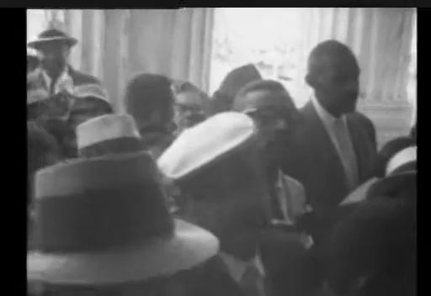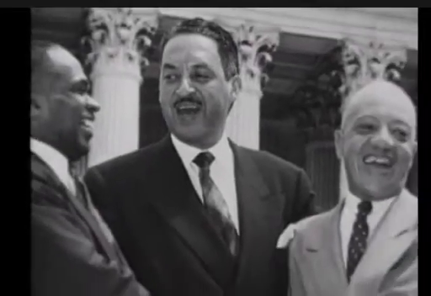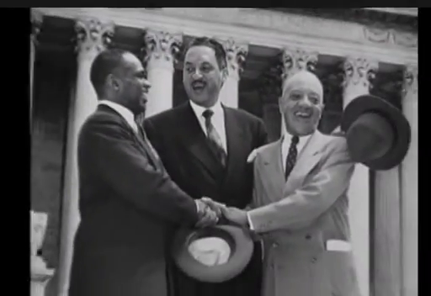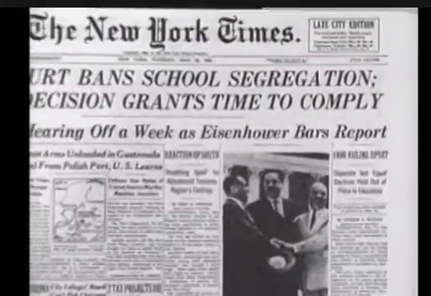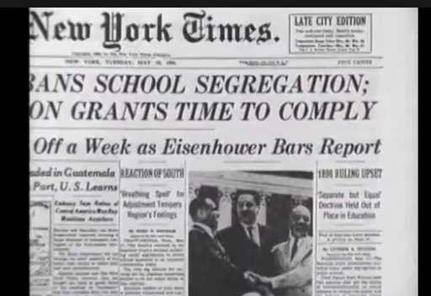On May 17, 1954, Thurgood Marshall and his legal team scored an historic victory in the struggle for civil rights. On that day, Chief Justice Earl Warren announced the court's unanimous decision. Separate was inherently unequal and was therefore unconstitutional.